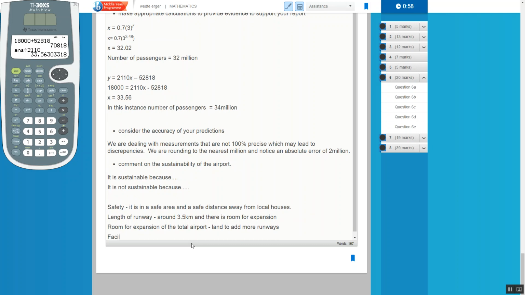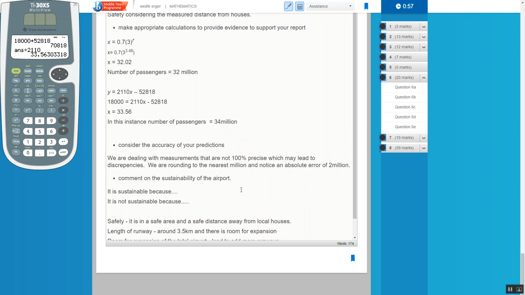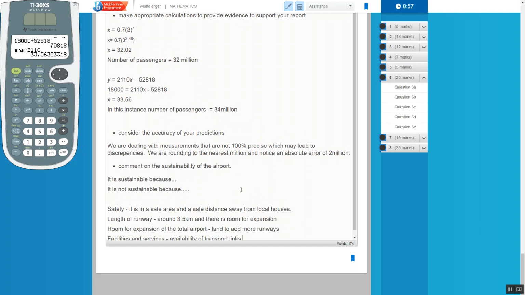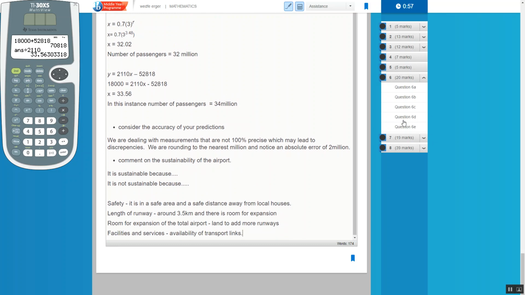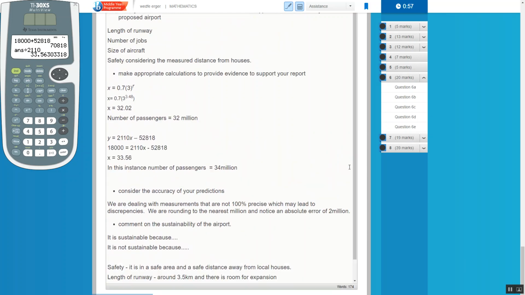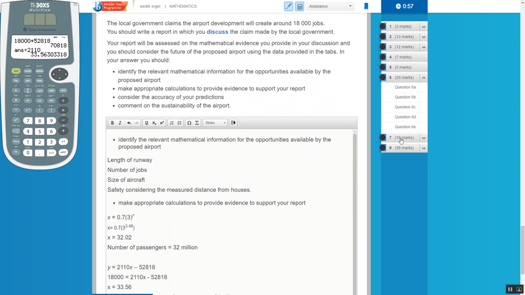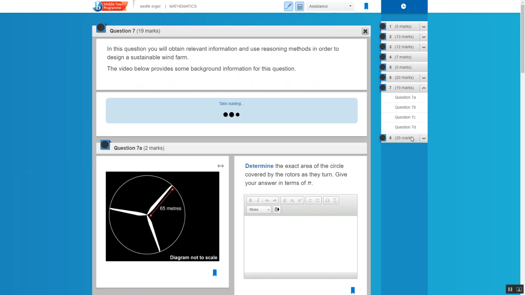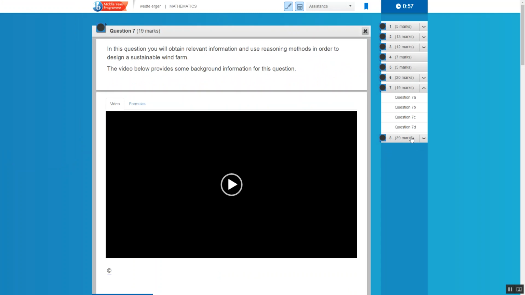And facilities and services. So we can talk about the availability of transport links, whether there is or not, and whether it would make it more sustainable. Okay, so it works for the last part as well. So going on, that's question 6. Looking now at question 7.